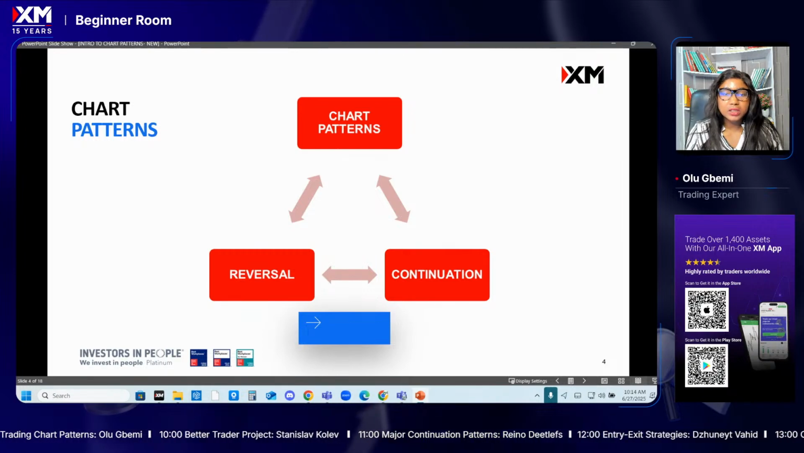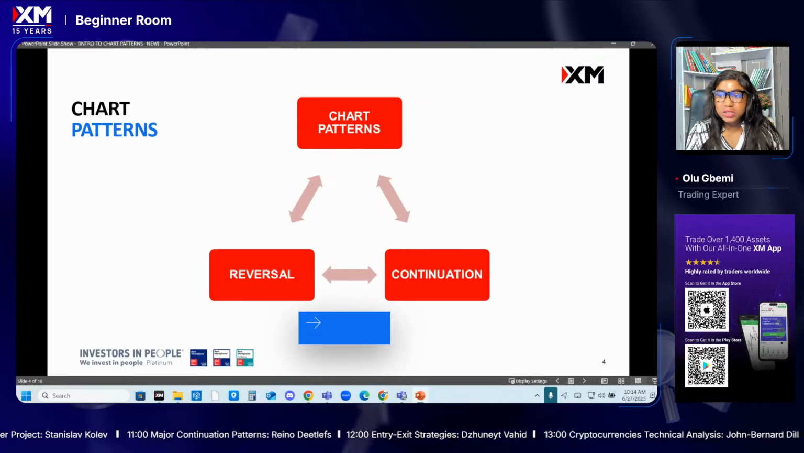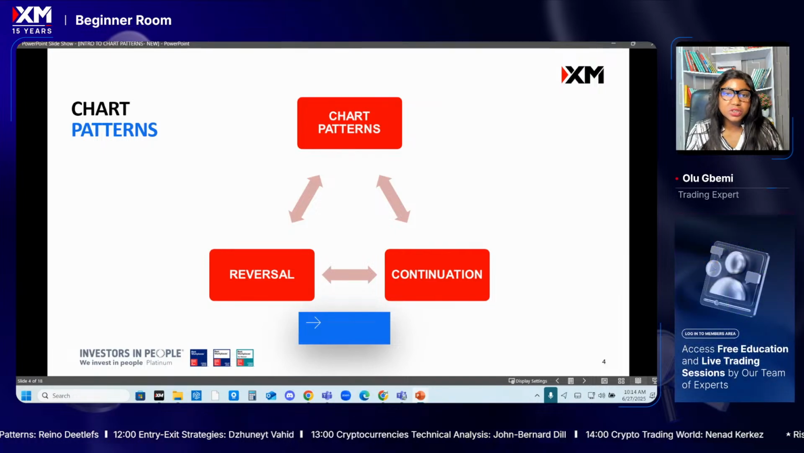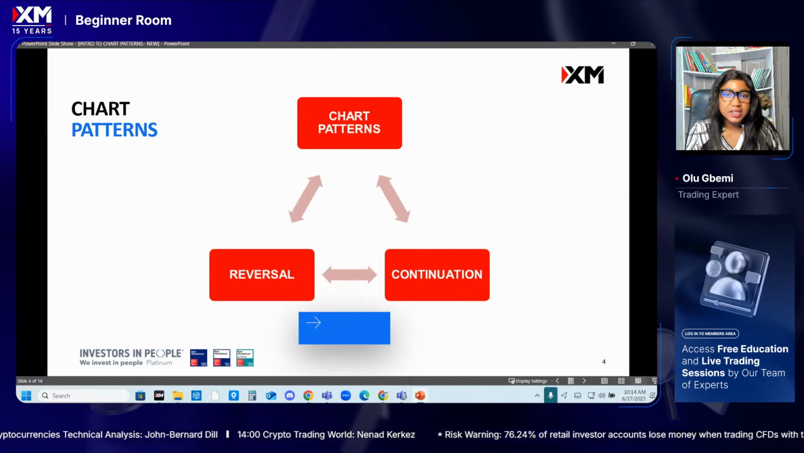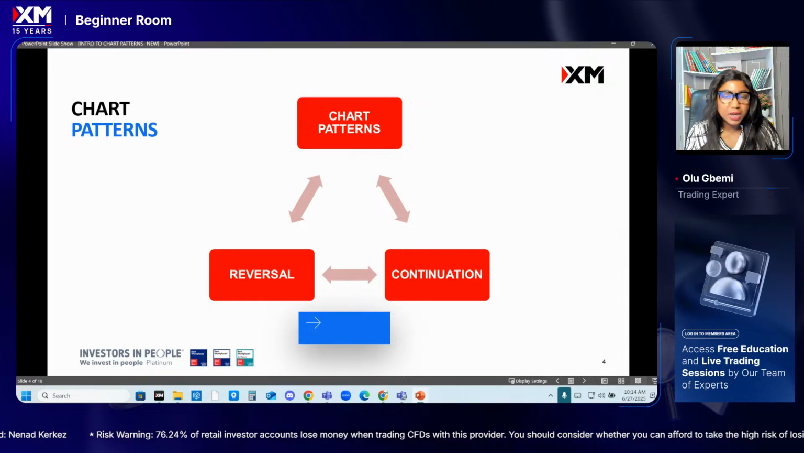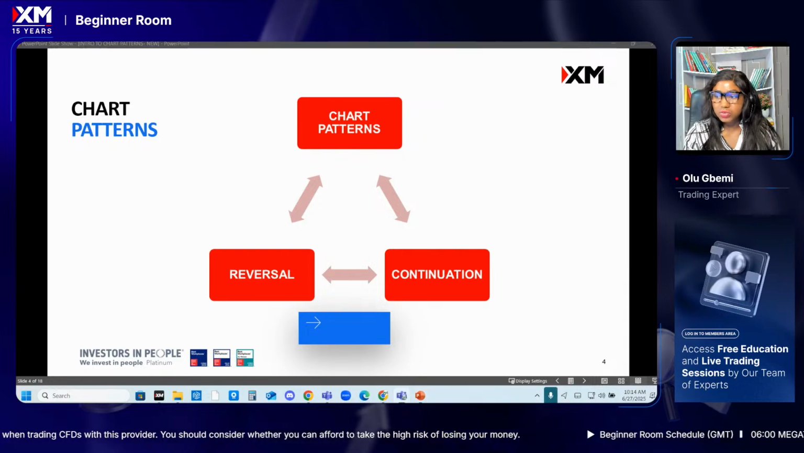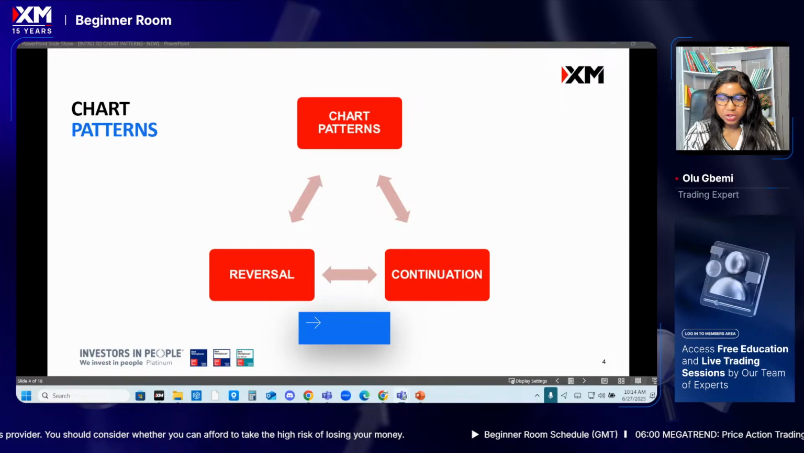And if we see a continuation pattern, the answer it is giving us is that the trend is going to continue in the same direction, in the established trend that it has been. So if we've been in an uptrend and I'm seeing a continuation pattern, a lot of the time I still want to do a buy, because the continuation pattern shows me that the price is just taking a pause or pulling back, and it will likely resume and continue in that direction.